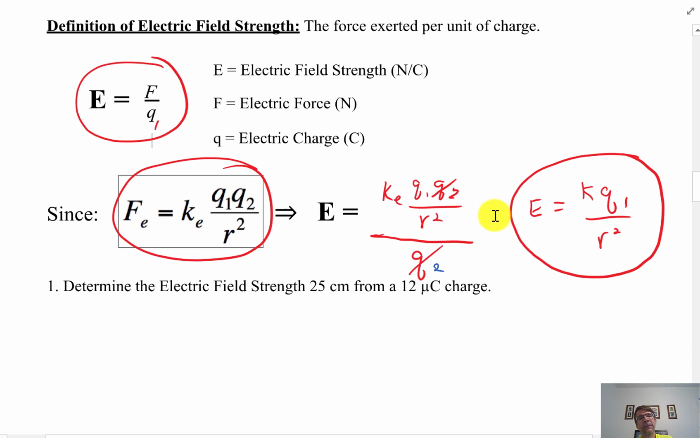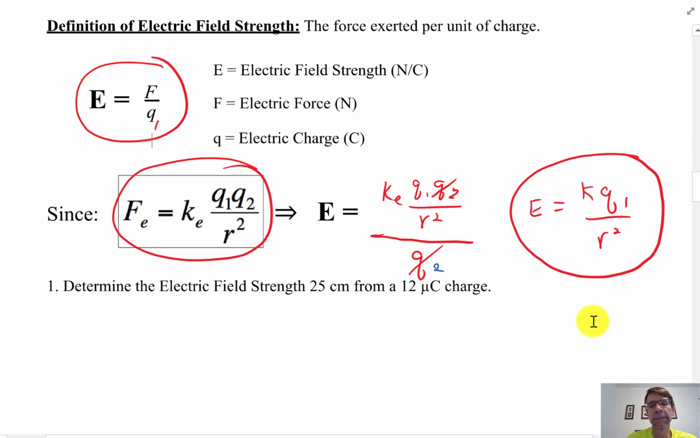For example, question number 1 right here. Determine the electric field strength. Well, first of all, I'm looking for E, not F. That's the first thing you have to determine on the next test. Am I looking for E or F? It says electric field strength. That's E, not force. If it says force, then I'm going to use this equation right here. But electric field strength, 25 centimeters from a 12 microcoulomb charge. Well, it's asking for E, and it gives you a distance.